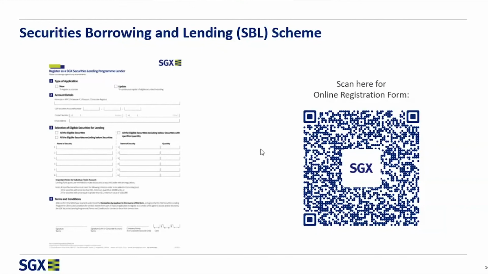Okay, so if you want to see the full form and you want to see the online version and you're eager to sign up right now, you can do so. Like I said, you can sign up without even having any eligible securities. You can sign up right now using the QR code on the right side of the screen.